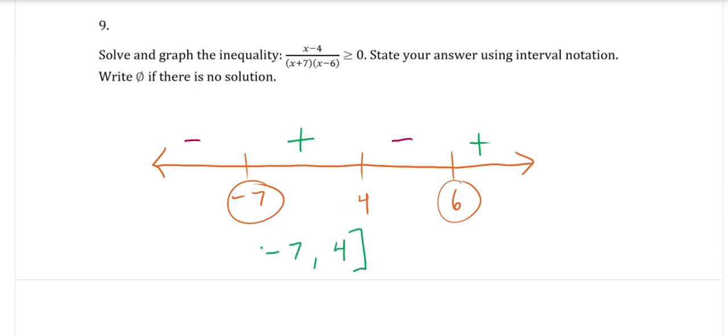We would include the 4, but we would not include the -7. That's because the function's not equal to 0 there, it's undefined. Likewise, we would not include 6. That also came from a denominator 0, and we'd go up to infinity and not include that because it's infinity. And that would be the interval notation for this problem.